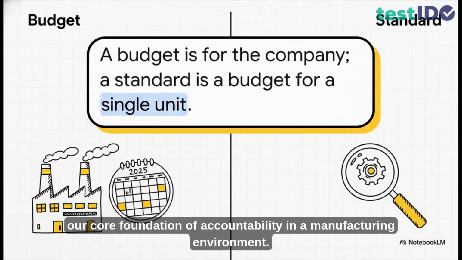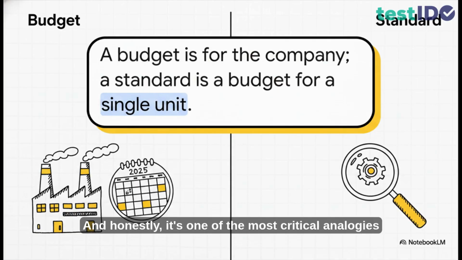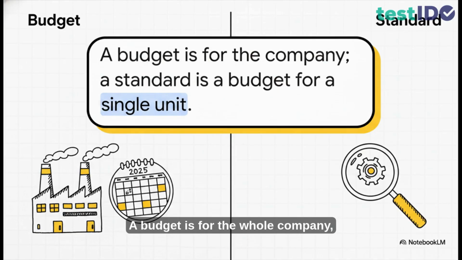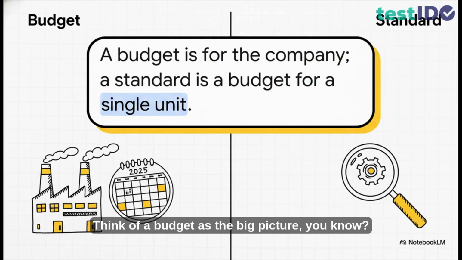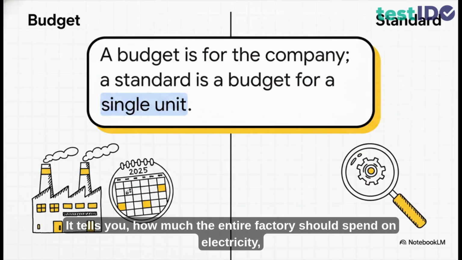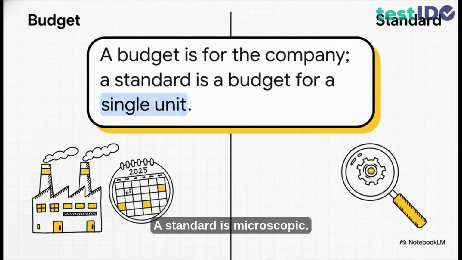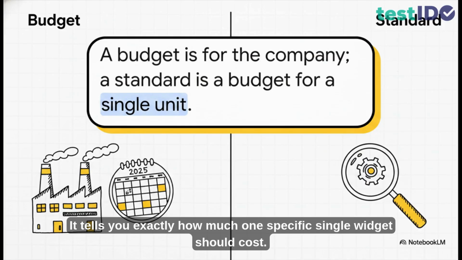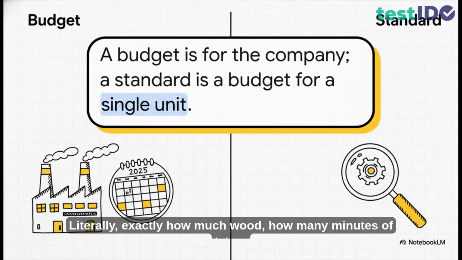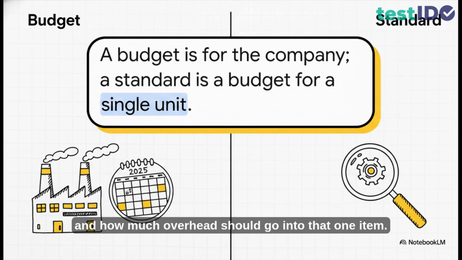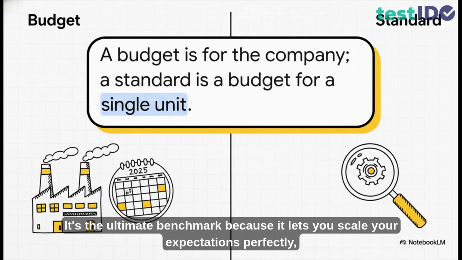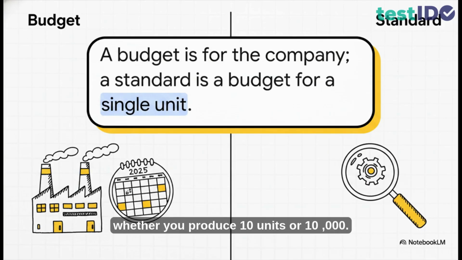This right here establishes our core foundation of accountability in a manufacturing environment. And honestly, it's one of the most critical analogies you need to lock into your memory today. A budget is for the whole company, but a standard is a budget for a single unit. Think of a budget as the big picture. It tells you how much the entire factory should spend on electricity, labor, and materials for the whole year. But a standard is microscopic. It tells you exactly how much one specific single widget should cost. Literally, exactly how much wood, how many minutes of labor, and how much overhead should go into that one item. It's the ultimate benchmark because it lets you scale your expectations perfectly, whether you produce 10 units or 10,000.